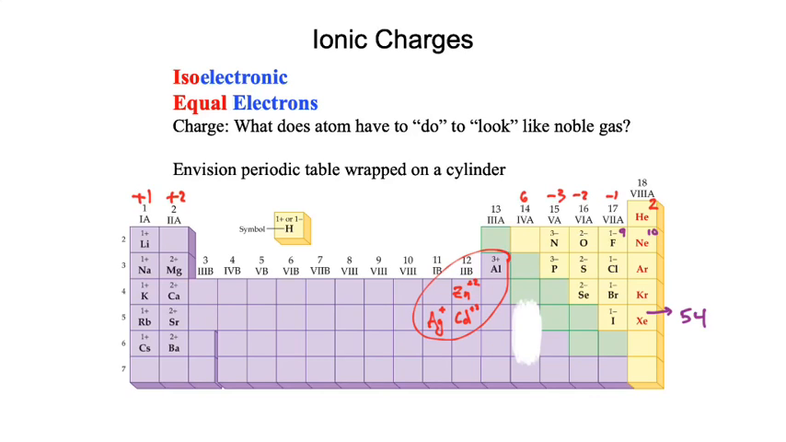What element is it trying to look like? What's the closest noble gas to lithium? Helium. To look like helium, what does lithium have to do? Lose 1 electron. What's the charge on an electron? Negative. If I lose a negative, you get a plus. I became positive. That's why lithium is a +1 charge.